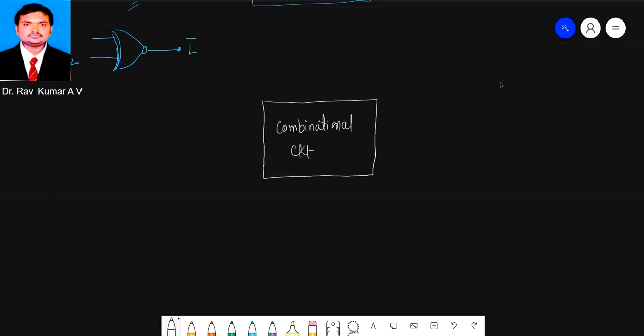Combination circuits. I have n number of inputs, x1 to xn, and I'm getting outputs y1, y2, up to yn.